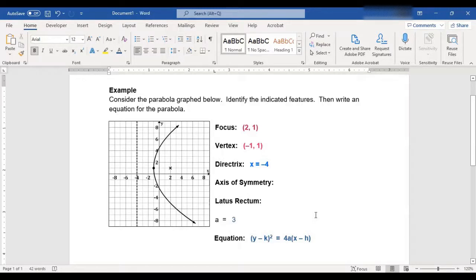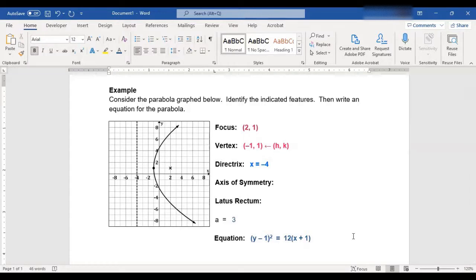And then the last piece is just to fill in the values for a, h, and k. So a we've determined to be 3, so 4 times 3 is going to give us 12. And then h, k comes from the vertex. So this is our h, k. So h is -1, so minus -1 turns into +1. And k is 1, so minus 1 is just -1. So there's our formula for this parabola.